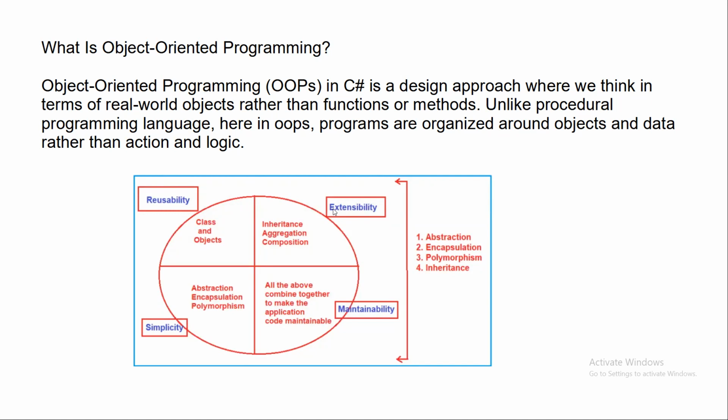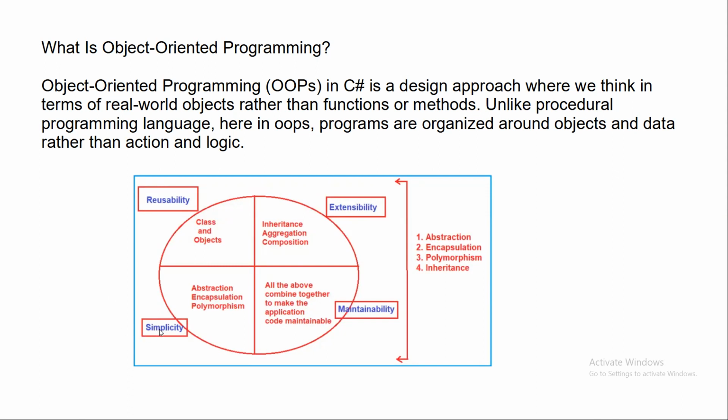The second thing is extensibility. Inheritance is the concept we use to inherit the methods or variables of a parent class into the child class or derived class. So inheritance is one of the main ways you can make extensibility possible. Aggregation and composition we can take up later, but right now focus only on inheritance. And the third one is simplicity.